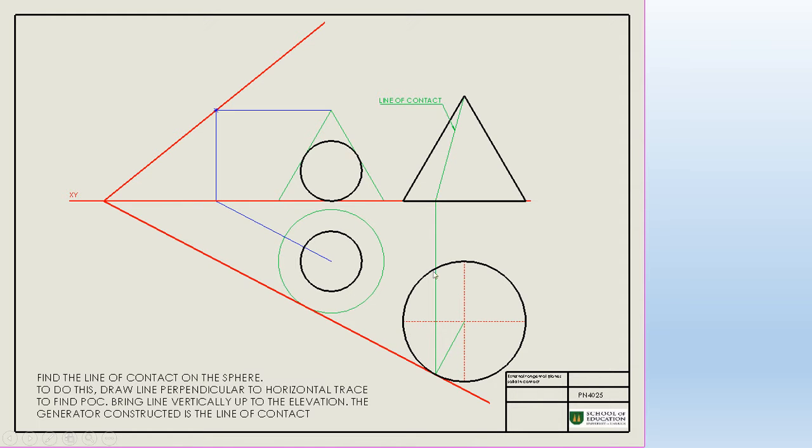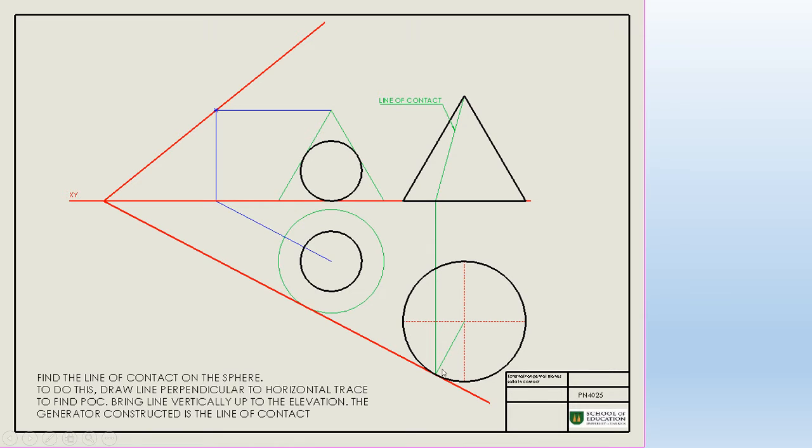First, we need to get the line of contact in the plan view by constructing a normal to the tangent that goes through the center point of the cone. We construct a line perpendicular to the horizontal trace back to the center point. This will give us our normal, and hence will give us our line of contact in the plan view.